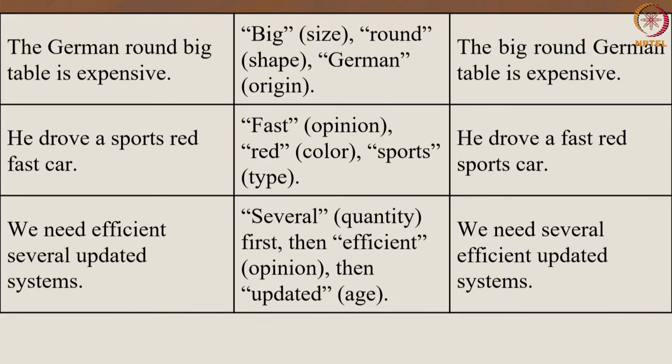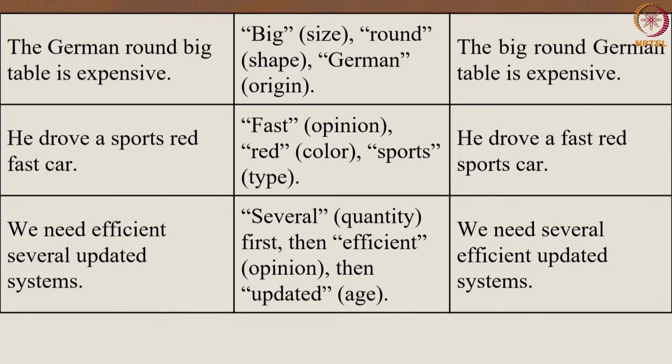Next one, he drove a sports red fast car. Fast is a quality, also our opinion. Red is a color, and sports is the type. So the correct sentence would be, he drove a fast red sports car.